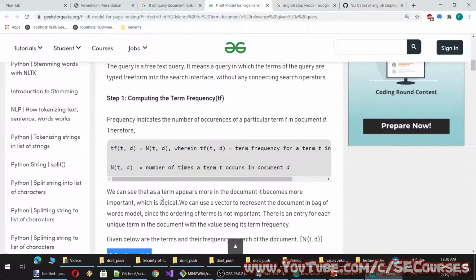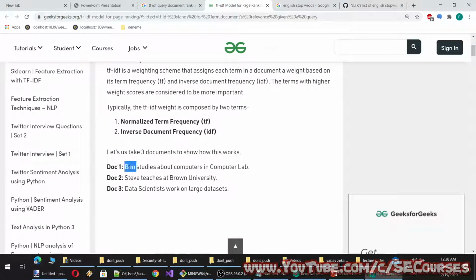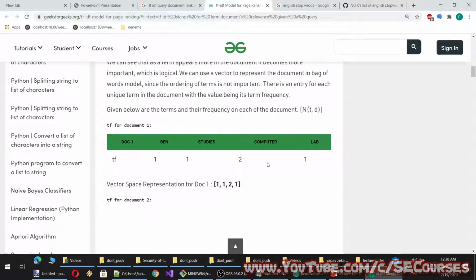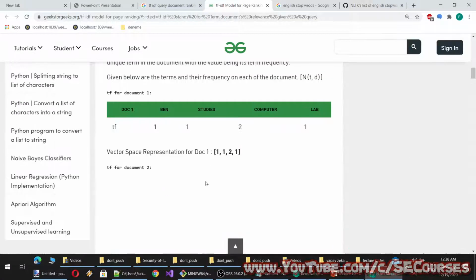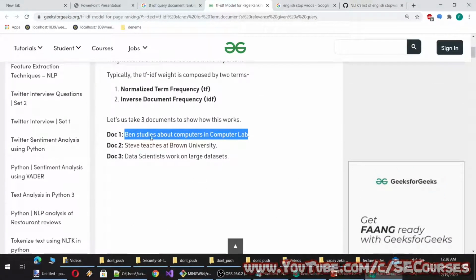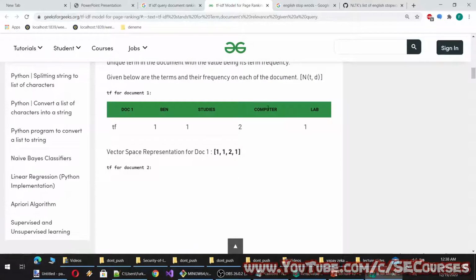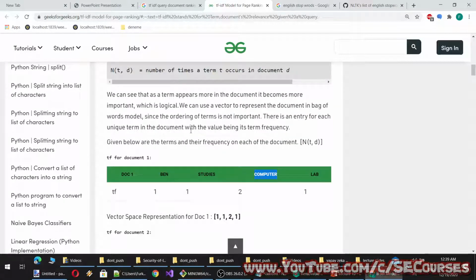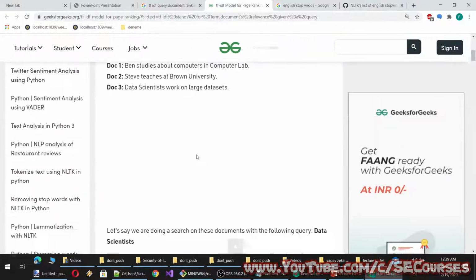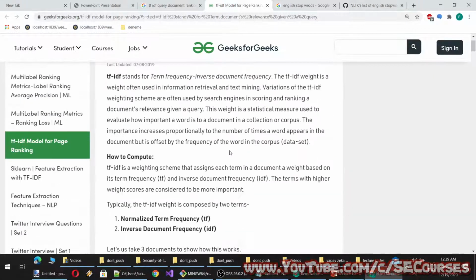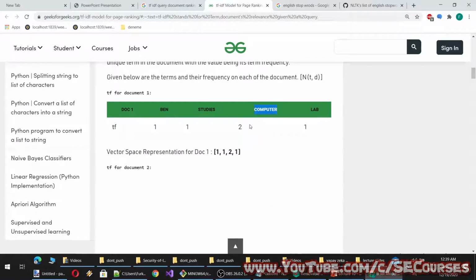So in the first document, how many unique words do we have? We have Ben studies about computers in computer lab. Each word appears one time. So the vectorial form of document 1 is, by the way, they did a normalization and removed the plurality from the word computers. So computer has frequency 2, Ben has 1, studies has 1, and lab has 1.